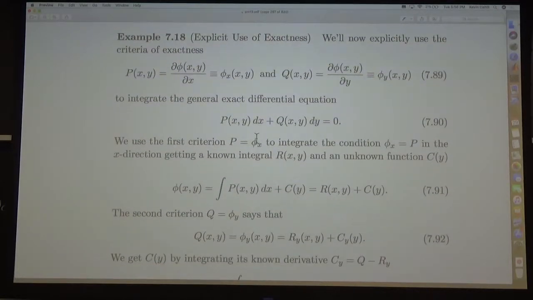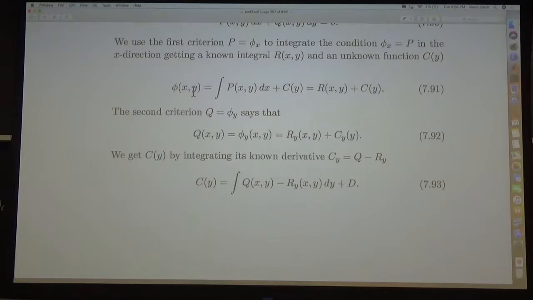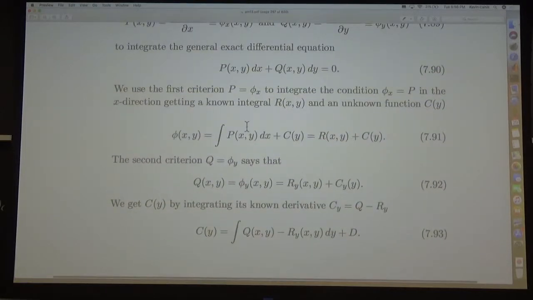So, explicit use of exactness and of the criteria of exactness. Here we have P has to be partial phi, partial x. Q has to be partial phi, partial y. We can then integrate the differential equation. The way we do that is we say that phi is, of course, the x integral of its x derivative, which is right here, p. So it's the integral of p plus some constant that, of course, depends upon y.